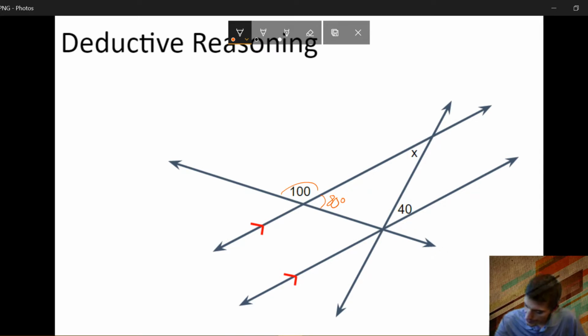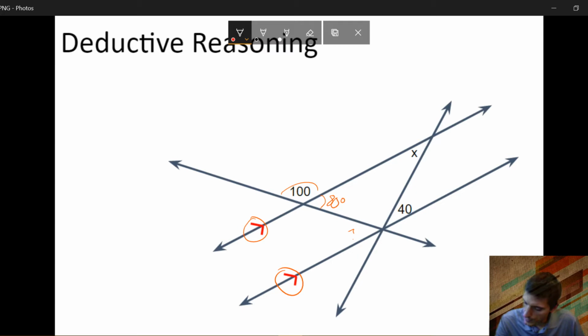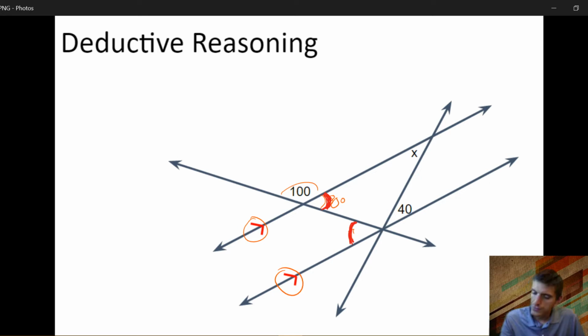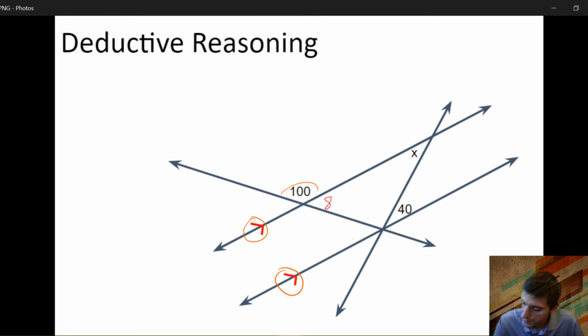I also know the measure of this angle right here. Now, I only know this because these two lines are parallel. But if you take a look, this angle right here and this angle right here, those are alternate interior angles, right? So I know that alternate interior angles are congruent to each other. So as soon as I figure out that this is 80 degrees, this alternate interior angle is 80 degrees.